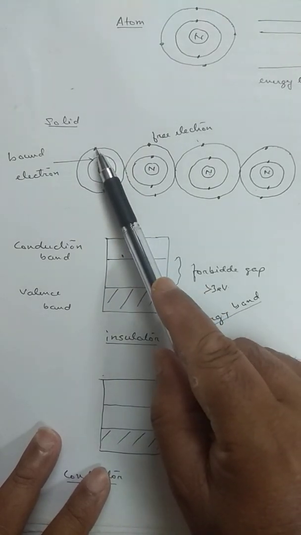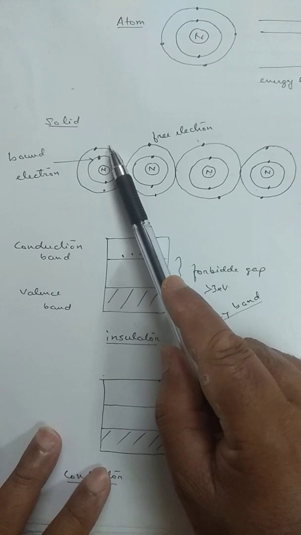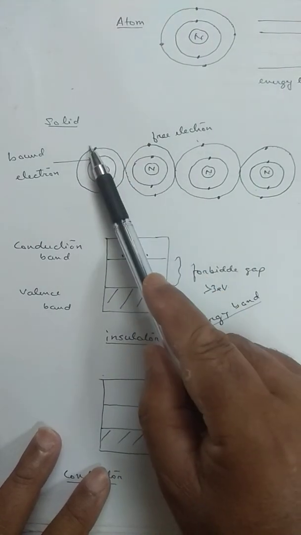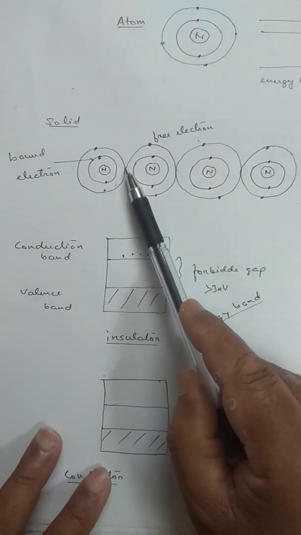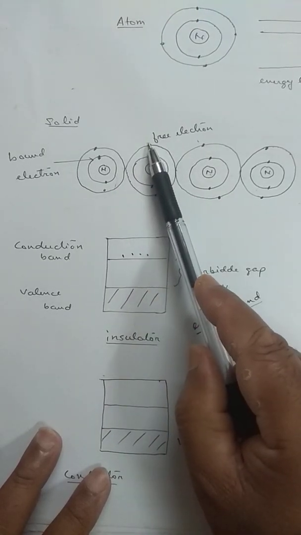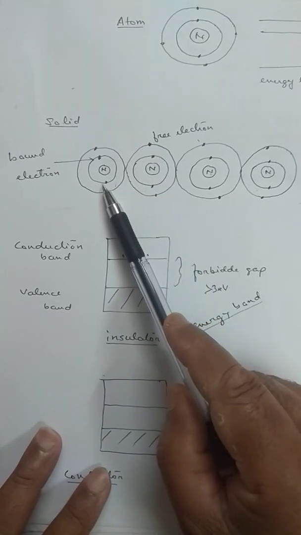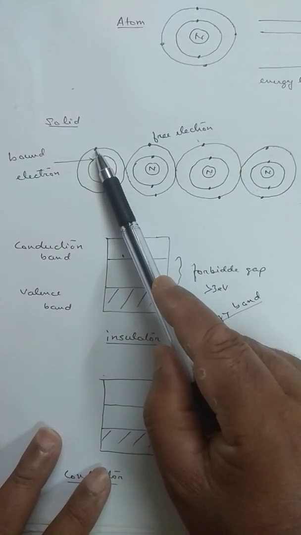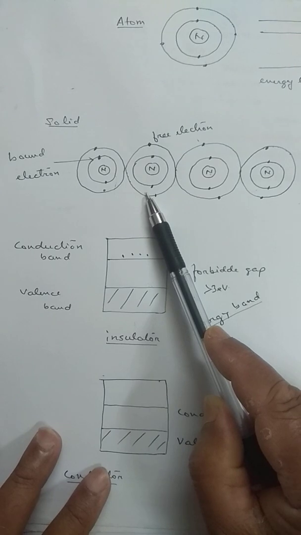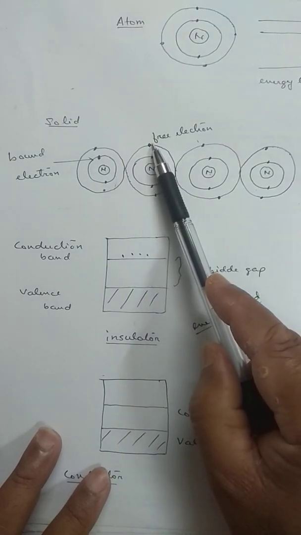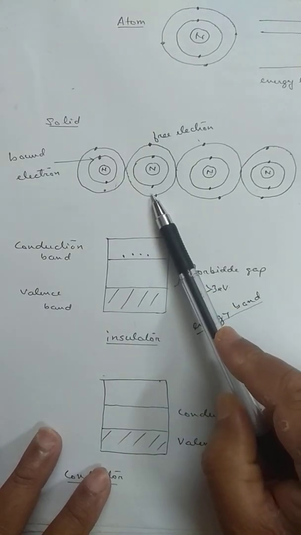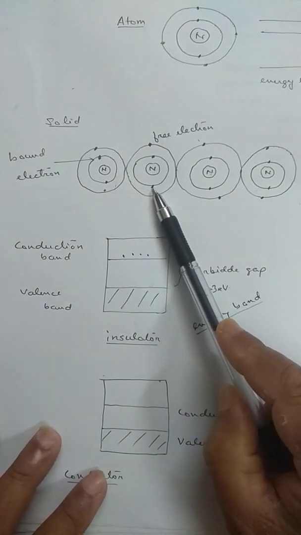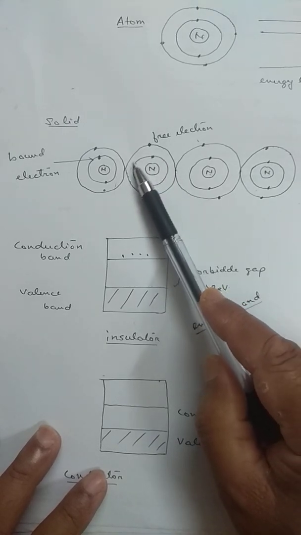As a result, electrons in this energy level are free to move from this atom to this atom through this point of overlapping. These electrons are also free to move from here to here. So the electrons in the overlap energy level are free. But this electron is not free. It is bound to move in this energy level.